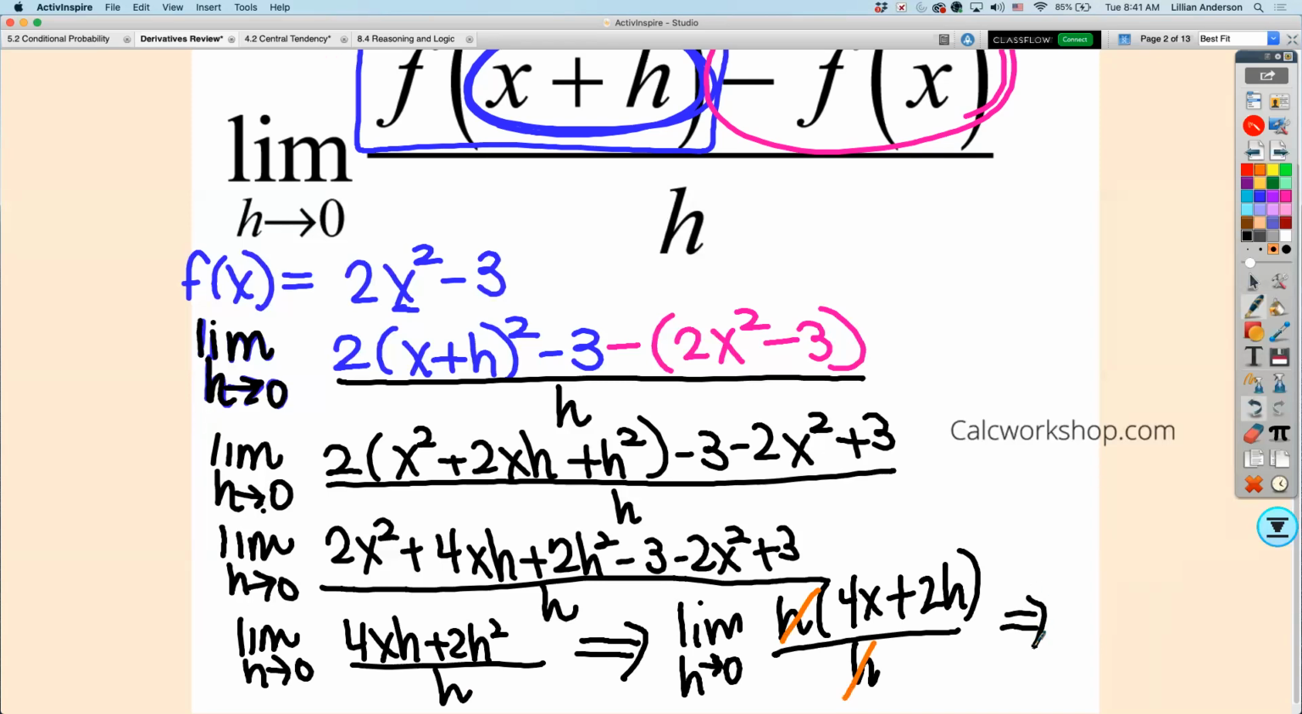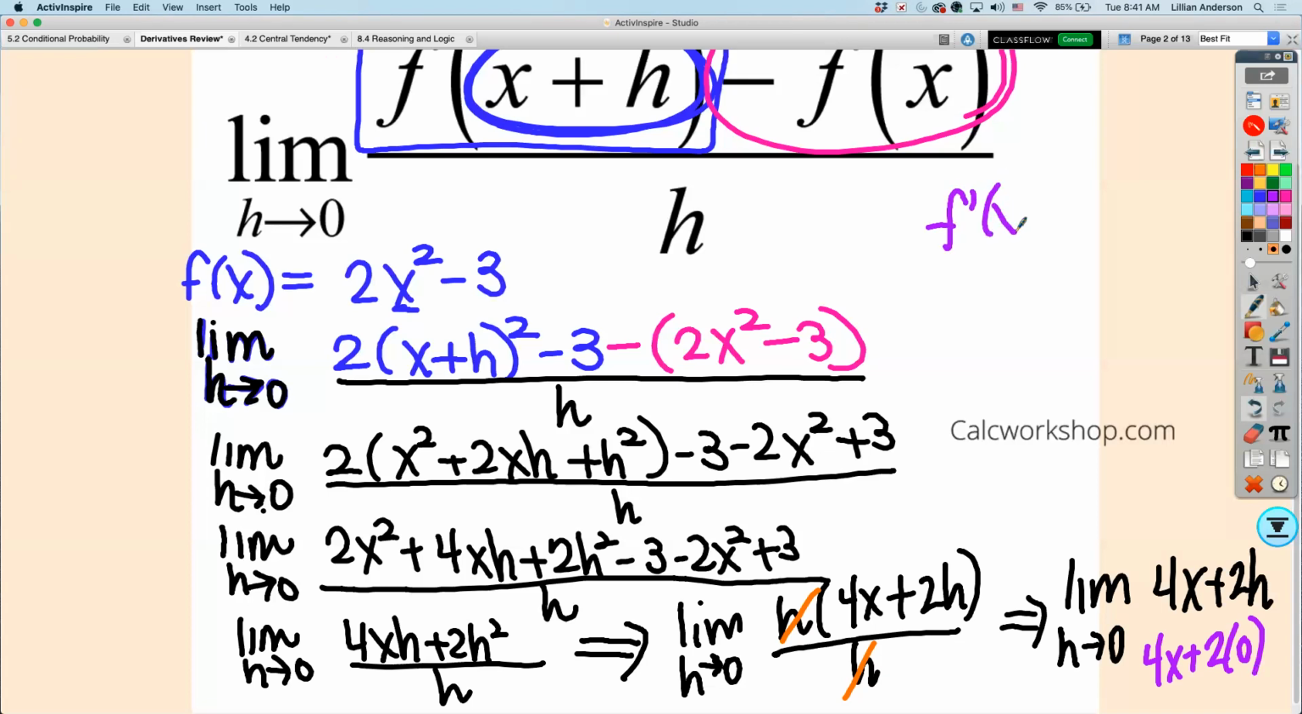So now I'm left with the limit. I'm hoping you guys put the limit as h approaches 0 on every line of 4x plus 2h. At this point, I'm able to evaluate h at 0. Because when I plug in 0 for h, I will not get 0 over 0. I would get what? 4x. And 4x is the derivative of 2x squared minus 3.